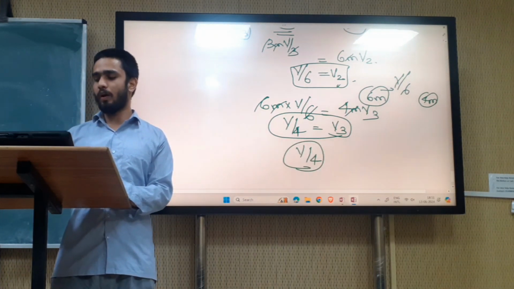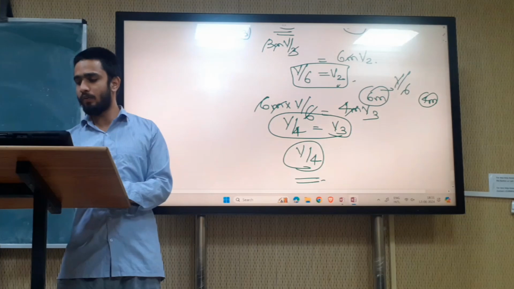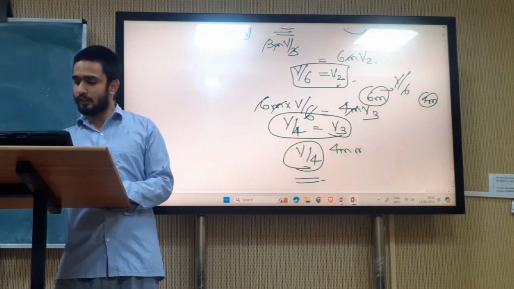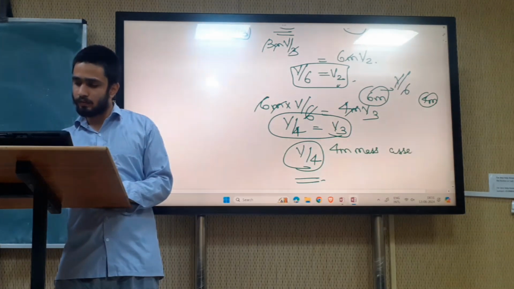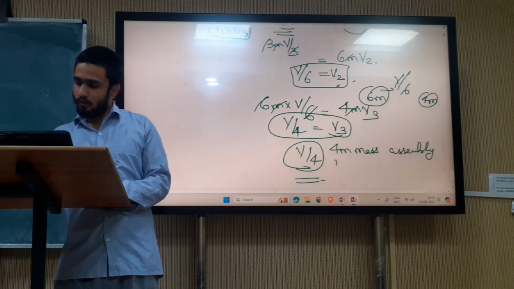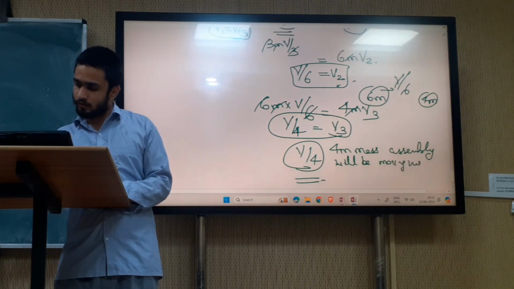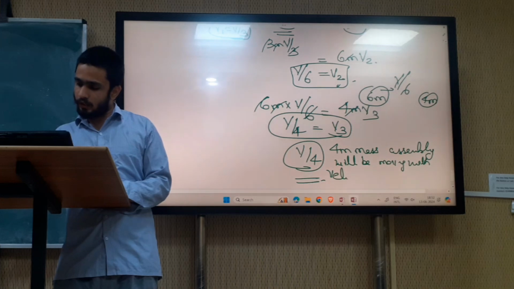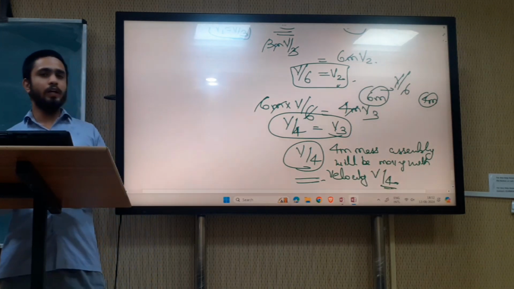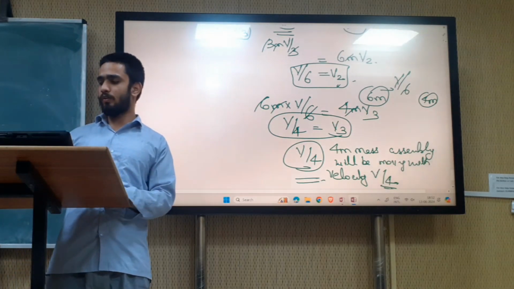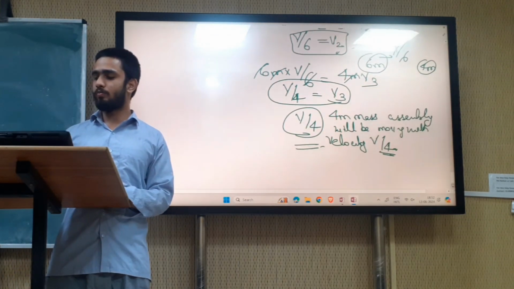So with the velocity v by 4, this 4m mass assembly will be moving. This is the velocity v by 4 with which the combined assembly will be moving.